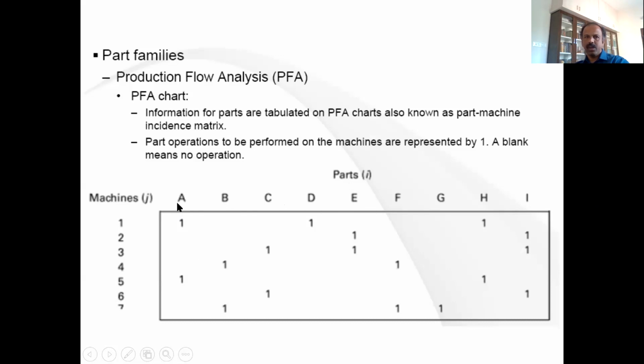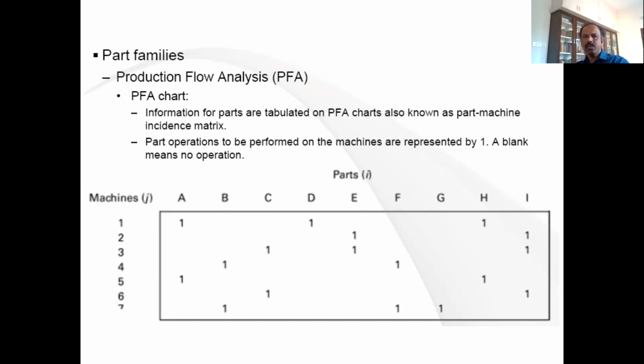Now, how you need to read it: part A requires processing on machine 1 and machine 5. That means in order to complete part A, machine number 1 and machine number 5 are required. Similarly, in order to complete part B, machine number 4 and machine number 7 are required. Similarly, you have to read for C, D, E, F, G, H, I. For example, to complete part E, the machines required are 2 and 3. This is the initial table that is known to us.